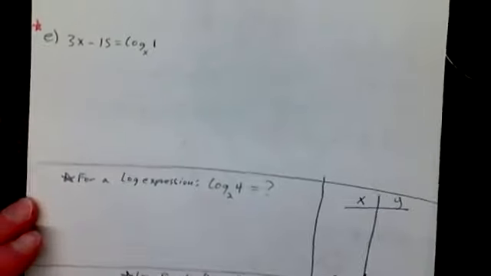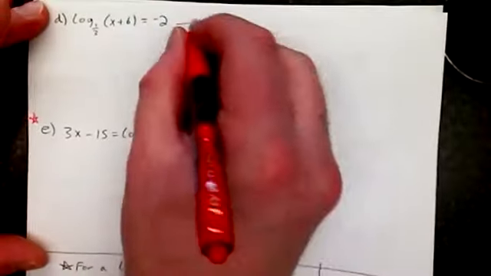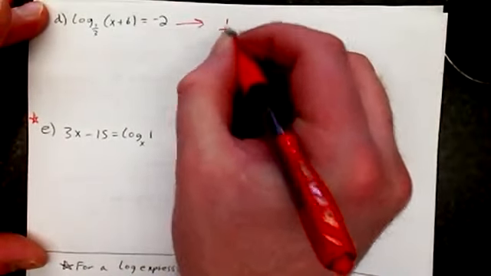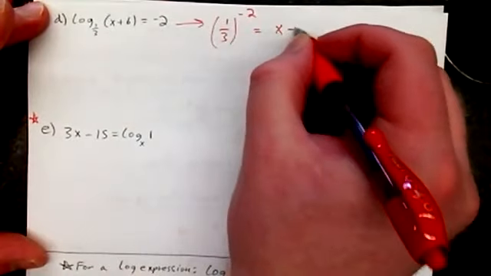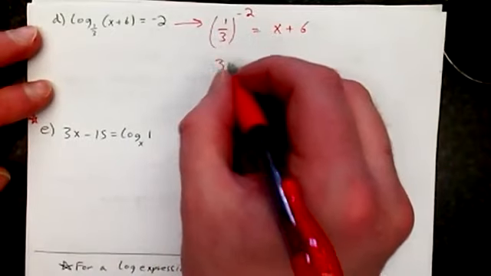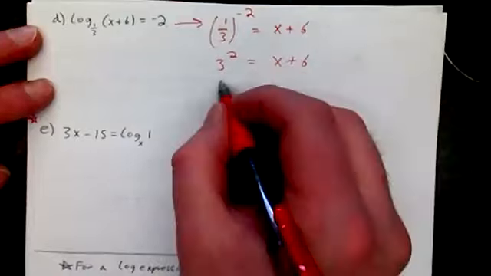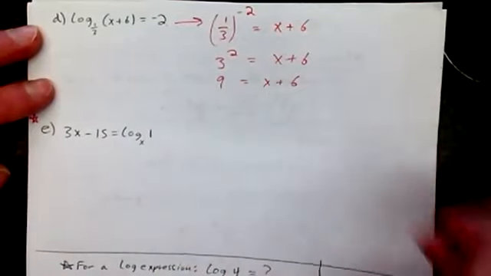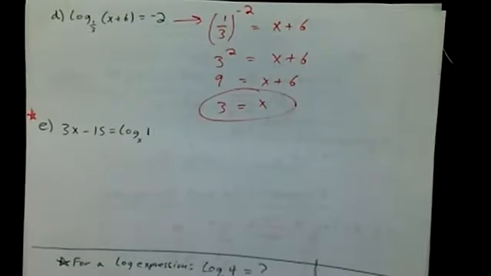D, log base 1/3 of x plus 6 equals negative 2. Same idea. Take your base, raise it to this power over here, and that's equal to the argument. Well, this I know is the same as the reciprocal to the second power, and this is a lot nicer now. x is going to be equal to 3.